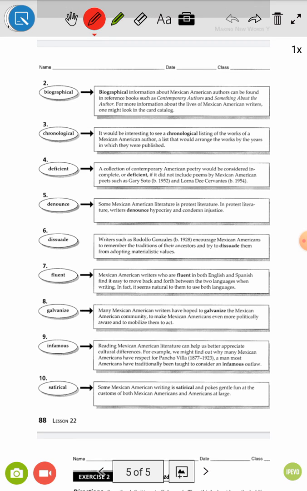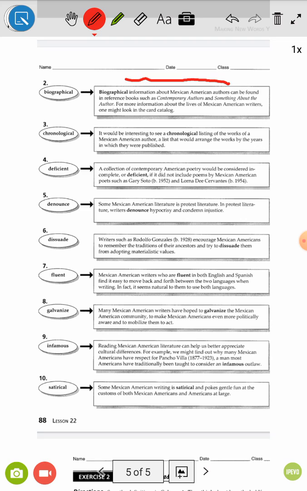We move to number 2. Biographical information about Mexican American authors can be found in reference books such as Contemporary Authors. So it's very clear, I think. It's just information about Mexican American writers, okay? Biographical, someone's life written. So biographical means information about Mexican American authors.